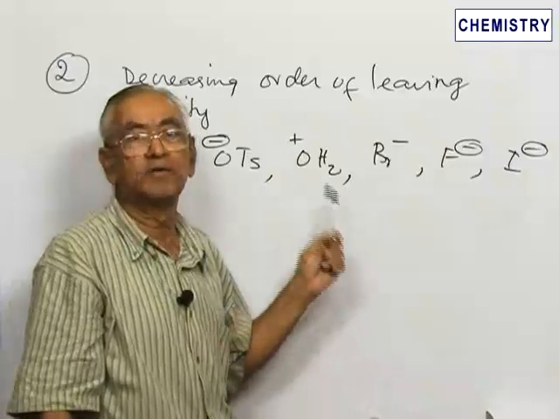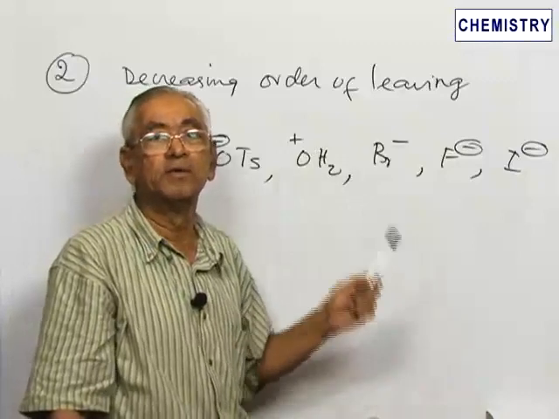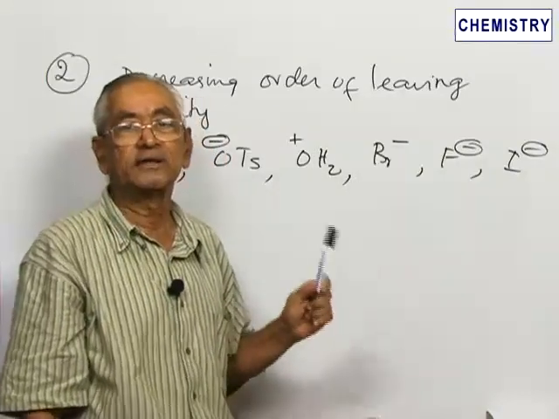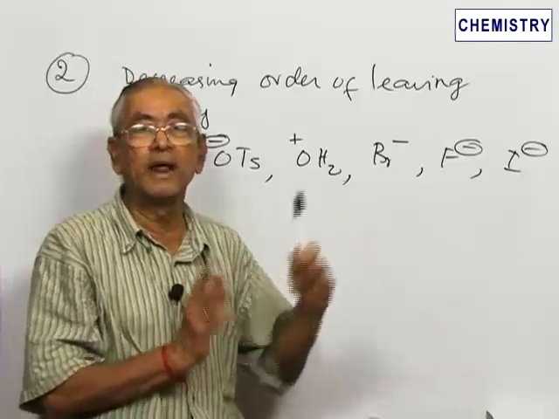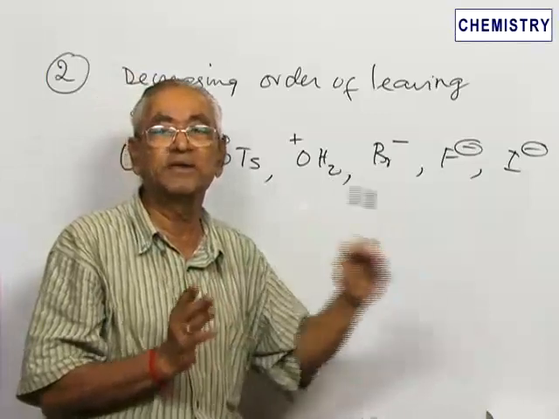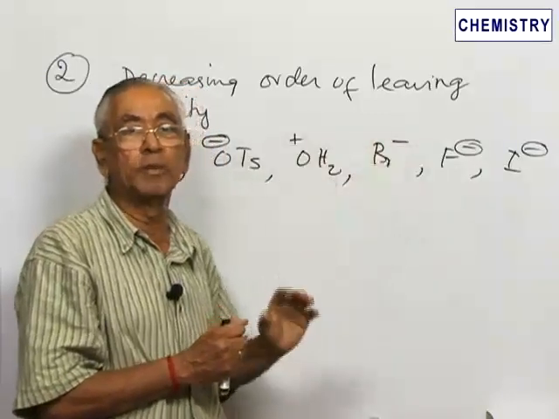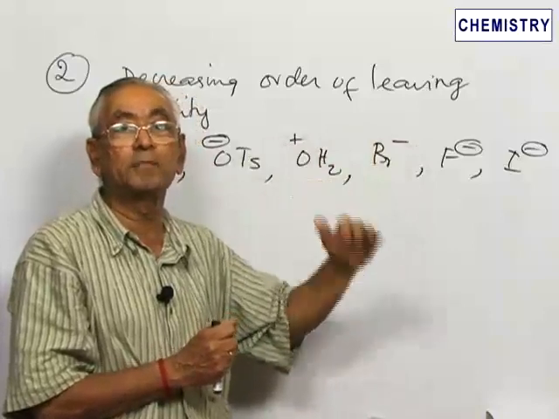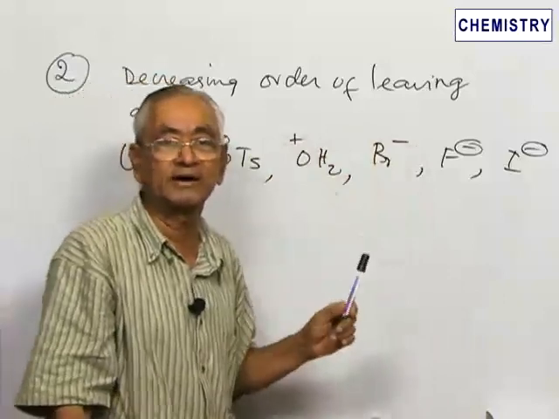Now, when we consider the nucleophilic substitution reaction, particularly the SN2 type, which is a concerted process, a concerted process is one where bond making and bond breaking are occurring at the same time. Therefore, the leaving ability of a particular group matters, because a stronger nucleophile replaces a weaker nucleophile. That is the concept in an SN2 reaction.